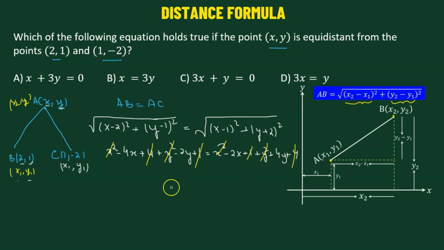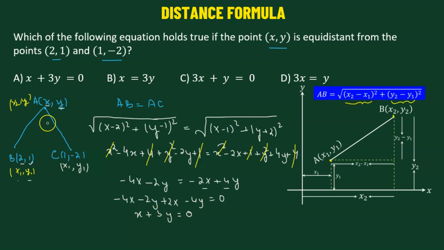Now let's write down whatever we are left with. We have negative 4x minus 2y on the left hand side, and on the right hand side we have negative 2x and positive 4y. We're going to transpose each term from the right hand side to the left hand side to get positive 2x and negative 4y equals 0. When we rearrange the terms, we get x plus 3y equals 0, and that means option A is going to be the correct answer.